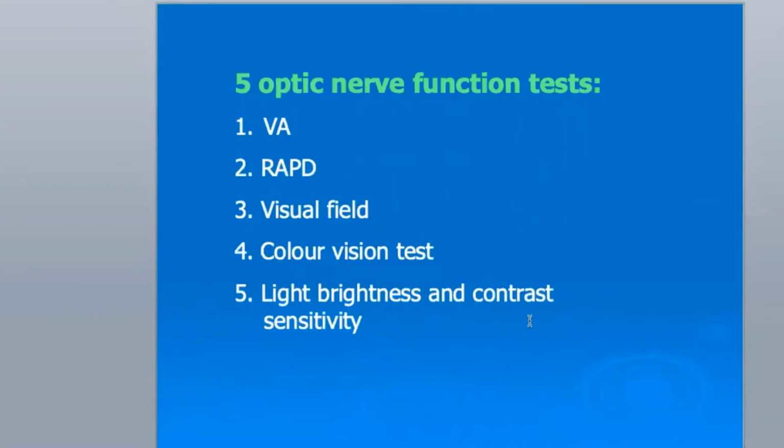Now, going back to your optic nerve function, please remember all the 5 optic nerve function tests. Yeah, the visual acuity, RAPD, visual field, and also color vision test, and also light brightness. Okay. This RAPD you learn in acute vision loss, right? I will not go deep into RAPD.